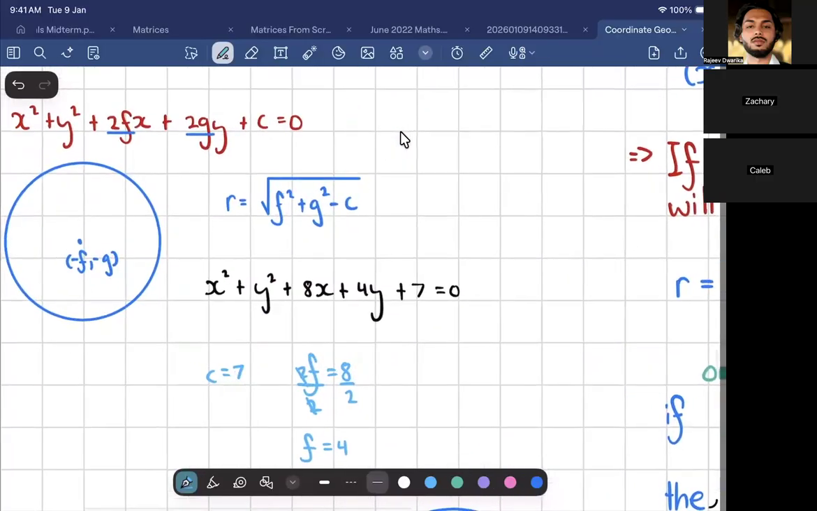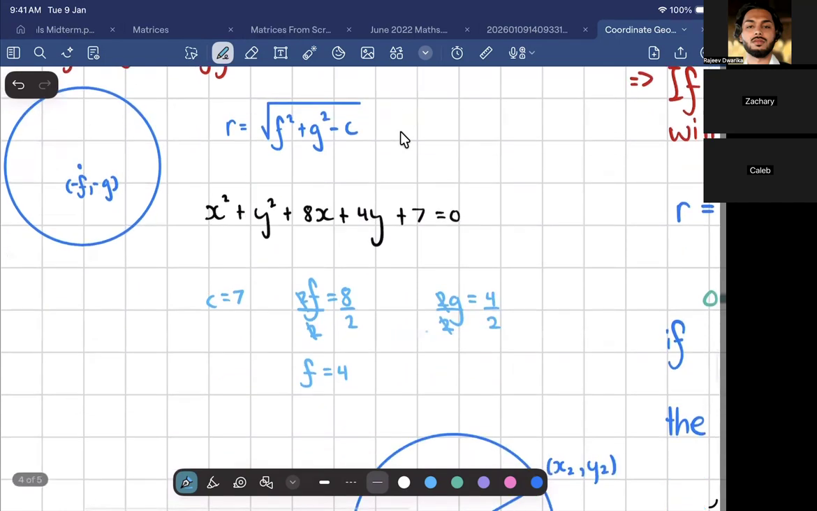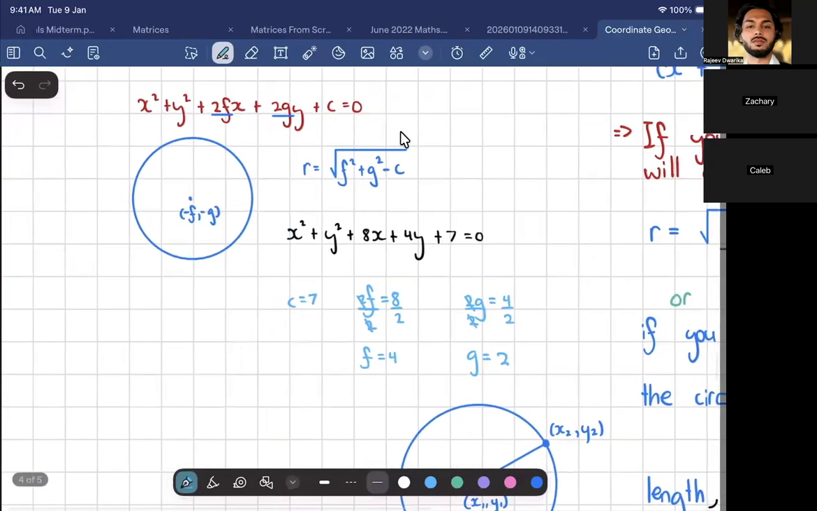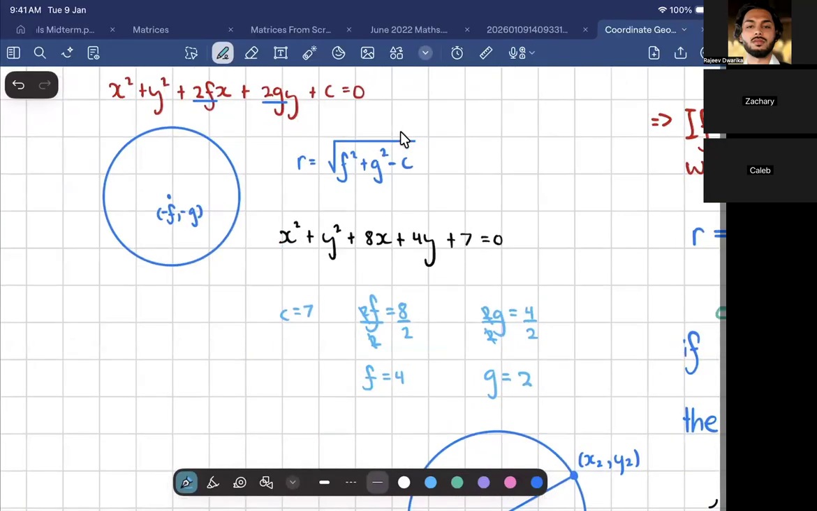And how would I find g? The same thing we do for f. So 4 would be equal to 2g. So g would be equal to 2. You see what I'm telling you? This is one of the easiest topics in hard maths. And if you wanted to find r now, how would you do that? 4 squared plus 2 squared minus c. Well, minus 7.